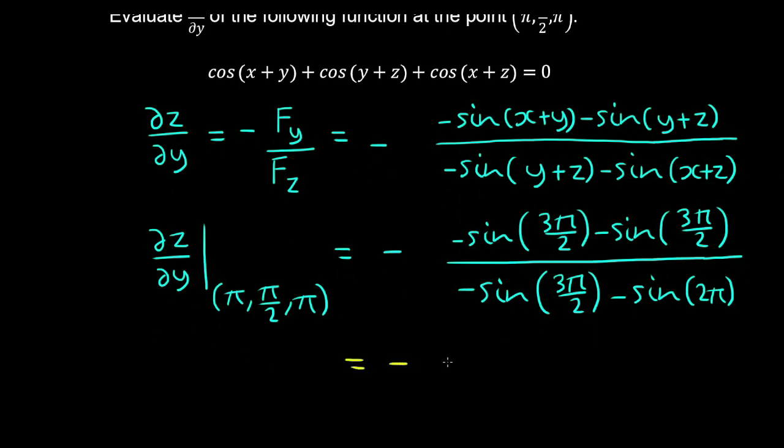So what we get is negative of minus minus 1 minus minus 1 over minus minus 1 minus 0. So the derivative evaluates to minus 2 on 1 or negative 2.